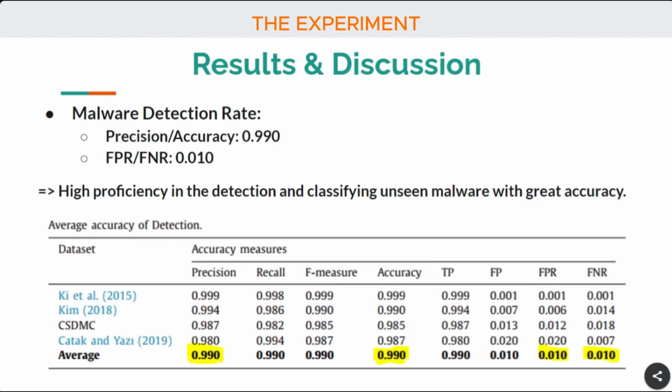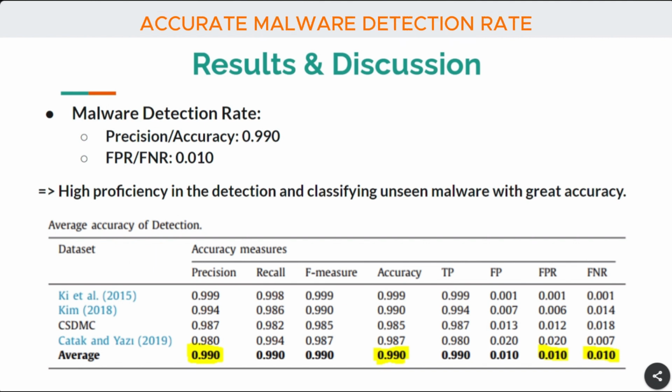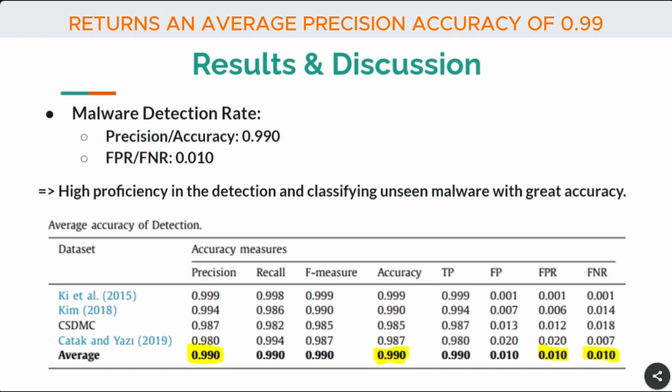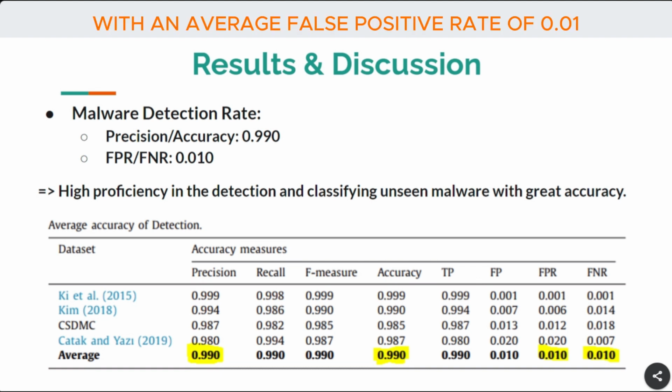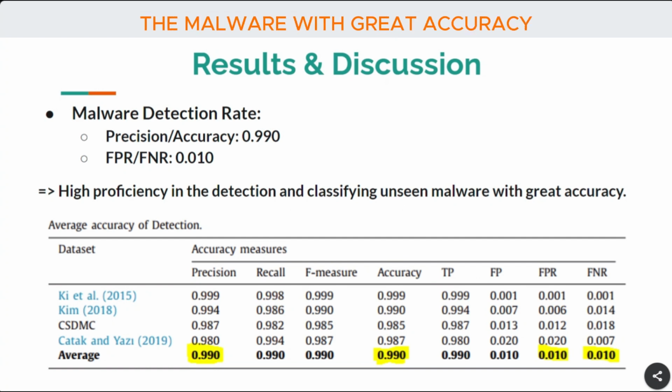The experimental results show that the proposed work returns a very high malware detection rate with very few false positives, as shown in the table below. This method returns an average precision accuracy of 0.99 with an average false positive rate of 0.01 and a false negative rate also of 0.01. So this is very high proficiency in terms of detecting malware with great accuracy.